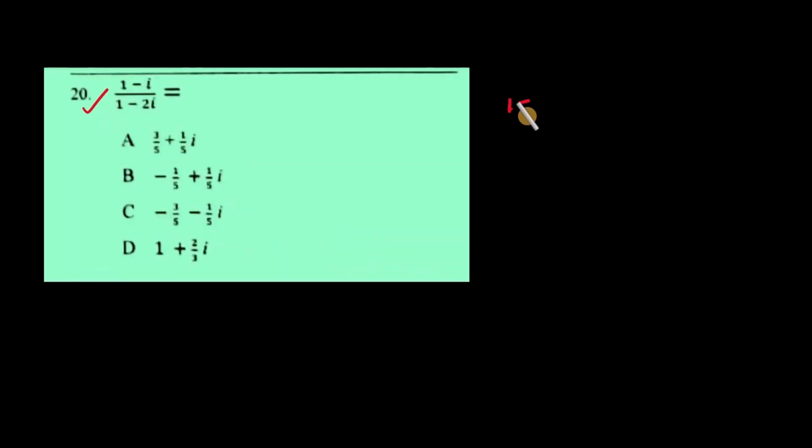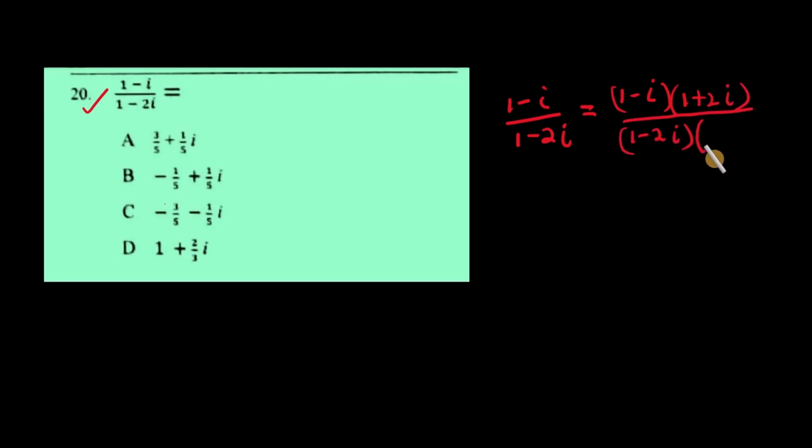Number 20. (1 minus i) all over (1 minus 2i) is equal to which option from A to D? Express this complex number in any of the following forms. We need to multiply the denominator and the numerator by the conjugate of the denominator. That is (1 minus i) times (1 plus 2i) all over (1 minus 2i) times (1 plus 2i).